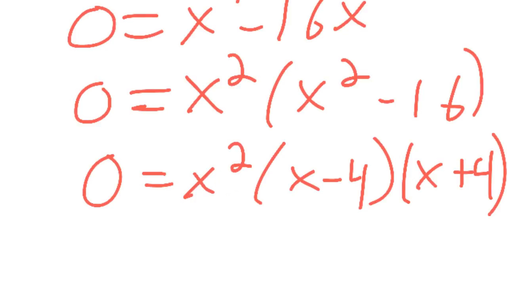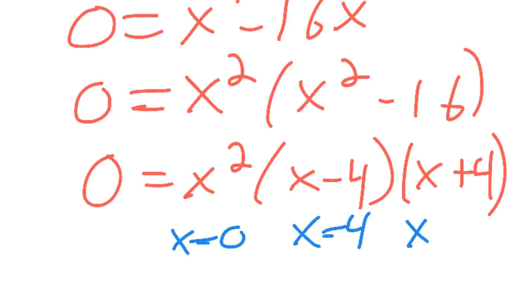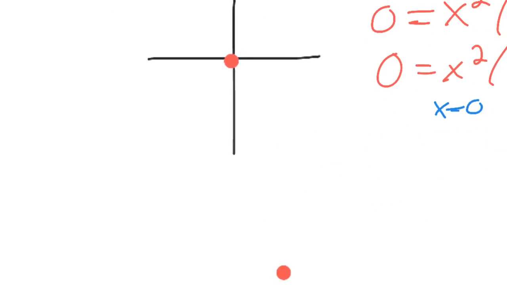Just take each factored piece and set them equal to 0. So this one yields x equals 0 as a solution, this one yields x equals 4, and this one yields x equals negative 4. Those are all places where our graph is going to cross.